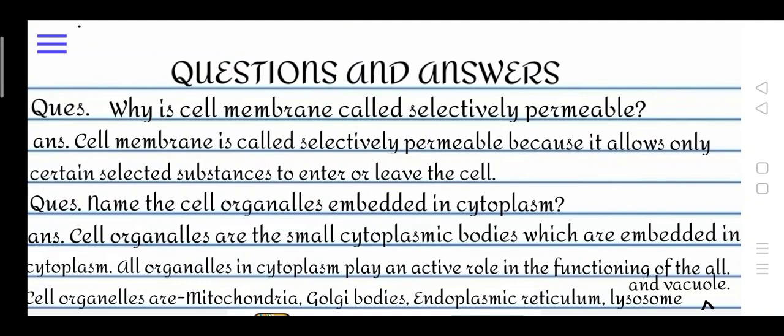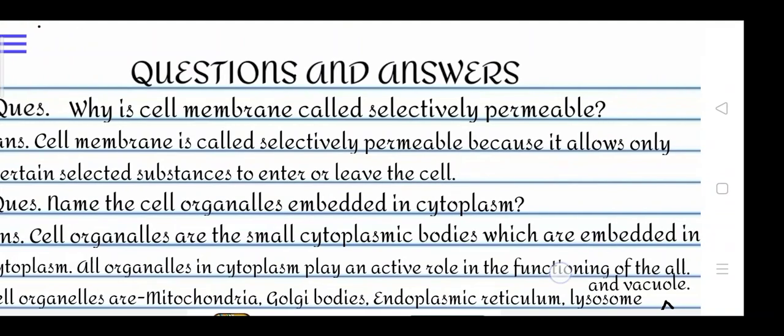So next question, name the cell organelles embedded in cytoplasm. Cell organelles are the small cytoplasmic bodies which are embedded in cytoplasm. All organelles in cytoplasm play an active role in the functioning of the cell. Cell organelles are mitochondria, Golgi body, endoplasmic reticulum, ribosome and vacuole.